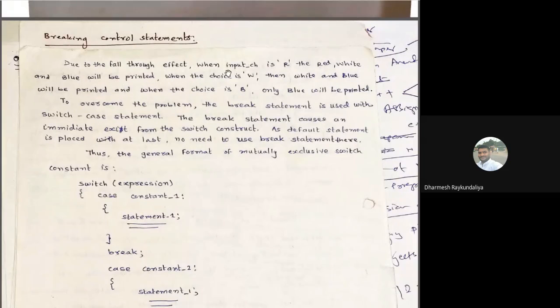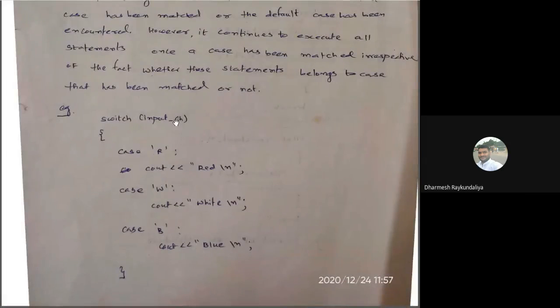Due to the fall through effect, when the input character, suppose you have given as R, then what will it print? Red, white, and blue will be printed. Why? Because there is a fall through effect. As soon as you give the input character R, it is matching with the case constant R. Then immediately after matching this, it will execute the statement red. But because of the fall through effect, it will print red, white, and blue.